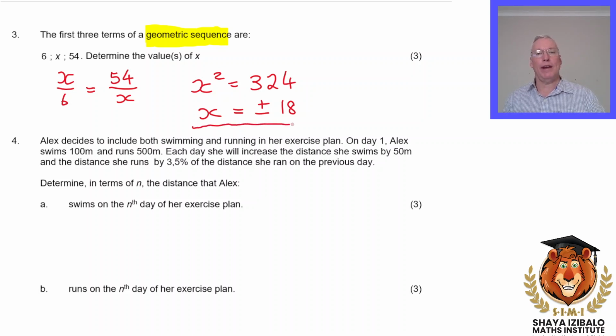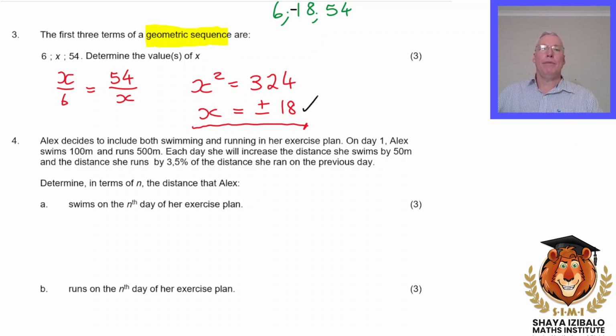And you'll notice that if x is 18, then our sequence looks like this. It looks like 6, 18, 54, and our common ratio would be positive 3. But if x is negative 18, then we still have a common ratio. This time the common ratio is negative 3. Okay, so both answers work.